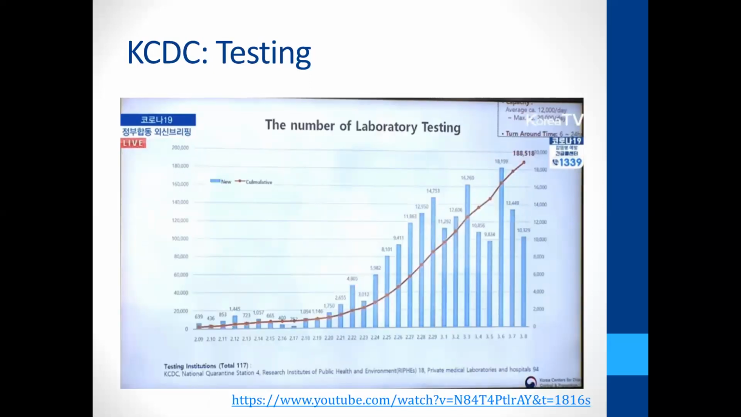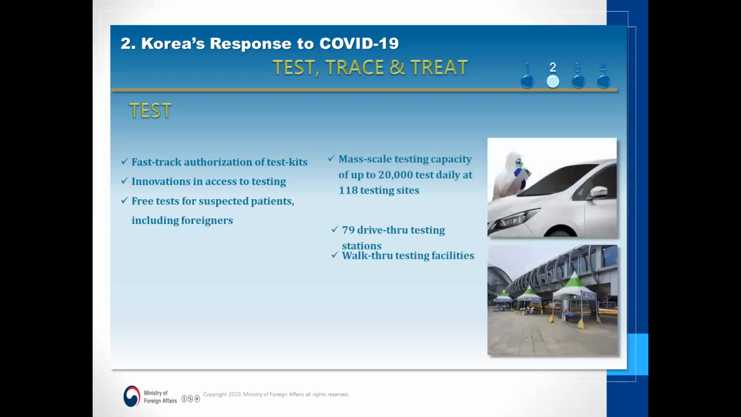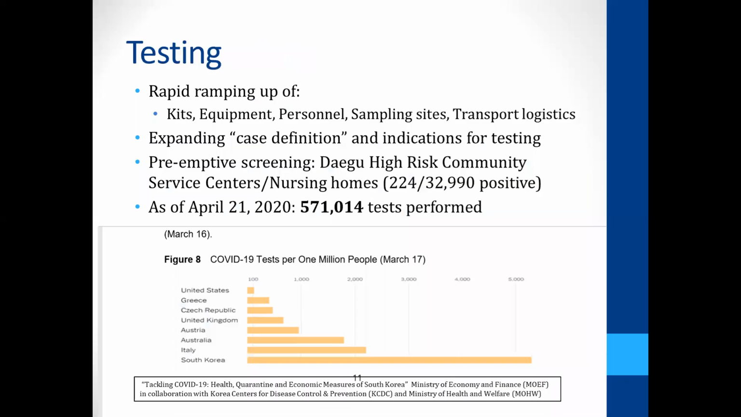As is known by many, the testing capacity was ramped up quickly to match the demand that was evident in Daegu, as hundreds of cases were diagnosed daily, and eventually we reached a maximum capacity to run 20,000 tests daily at over 118 testing sites throughout the country, including the world's first drive-through stations and walk-through facilities. To make this happen, we needed not only more kits, but more personnel, equipment, and transport logistics. And thus far, we have run a total of nearly 600,000 tests. This was a 24/7 operation.